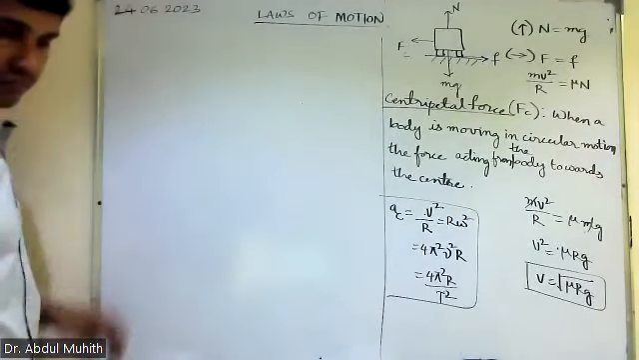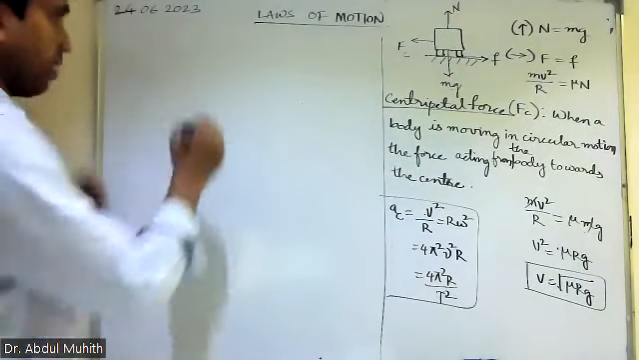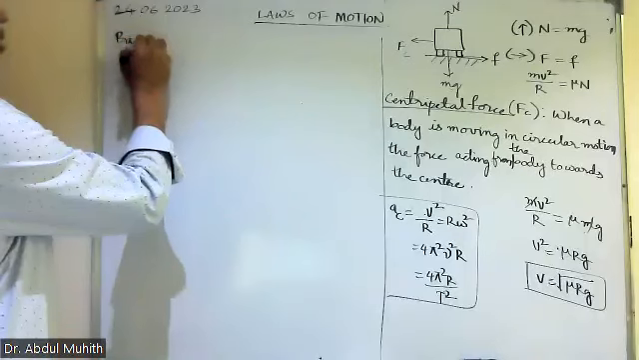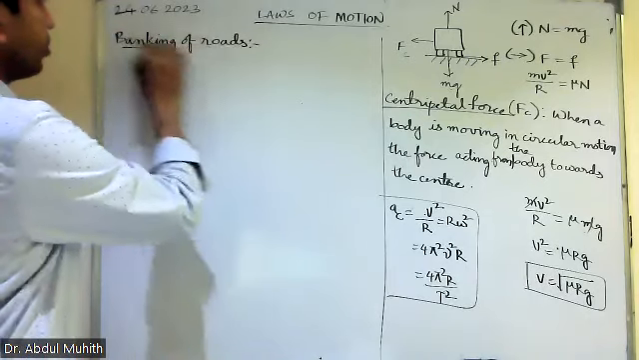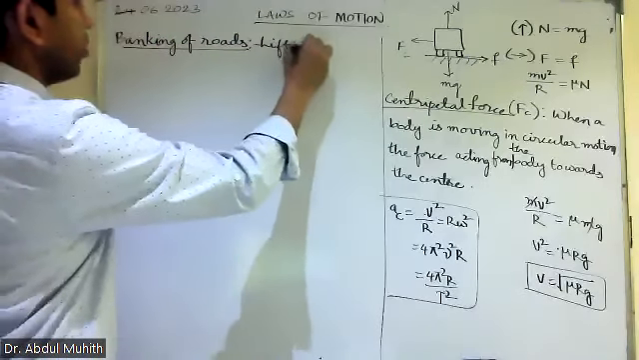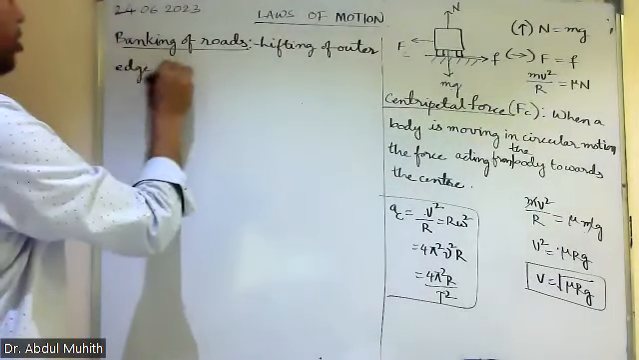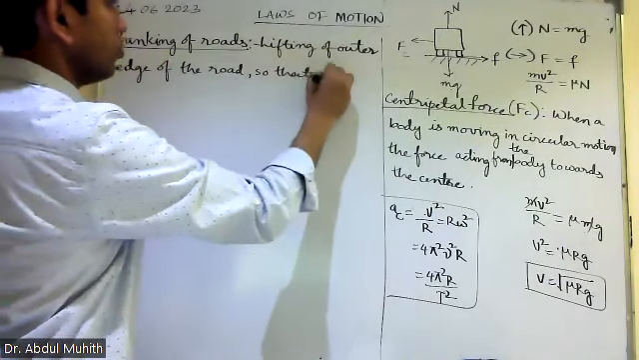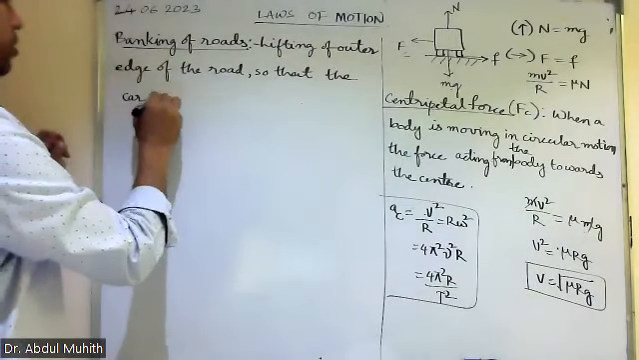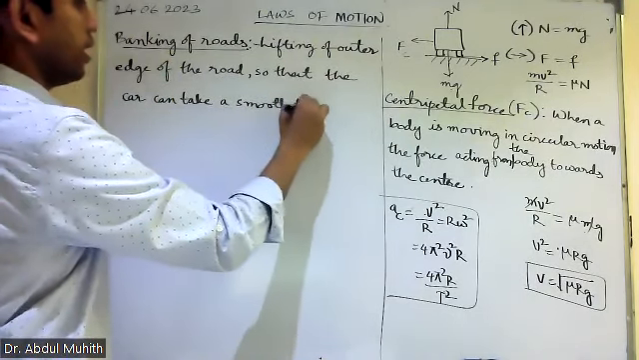Now, the next concept is banking of roads and angle of banking. Banking of a road is the lifting of the outer edge of the road so that the car can take a smooth turn.